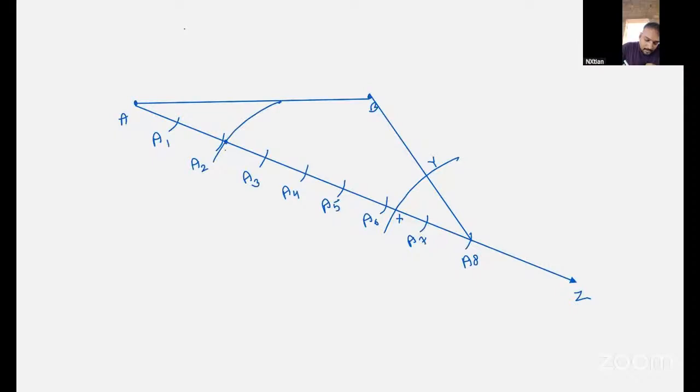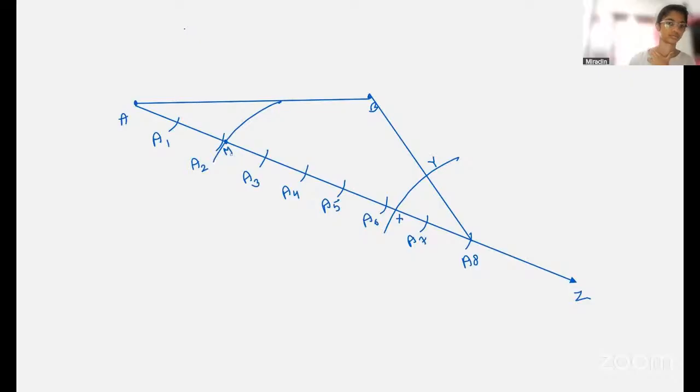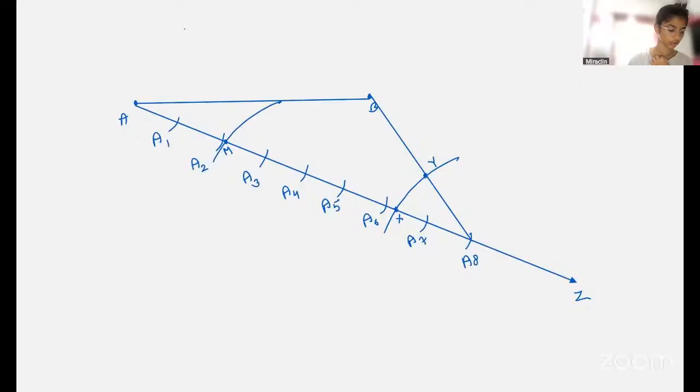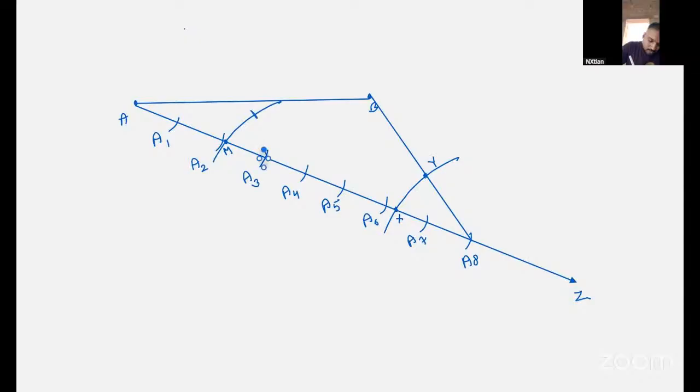So this is the point. Now what to do? Measure X and Y. So this is X, this is Y. Then without disturbing your compass, put your needle on M, make an arc, and join A3 and B. So then join A3M and P point. So this is the P point such that it is divided into 3 is to 5. Now measure it and tell me what the answer is.